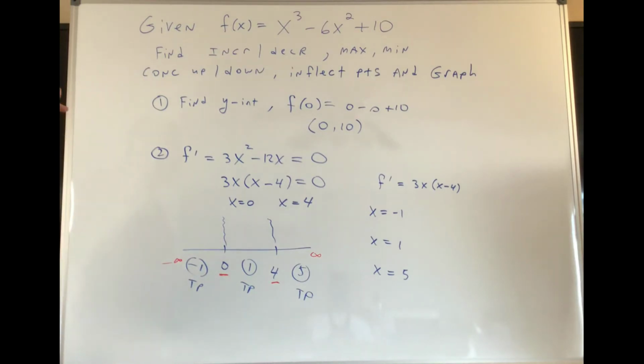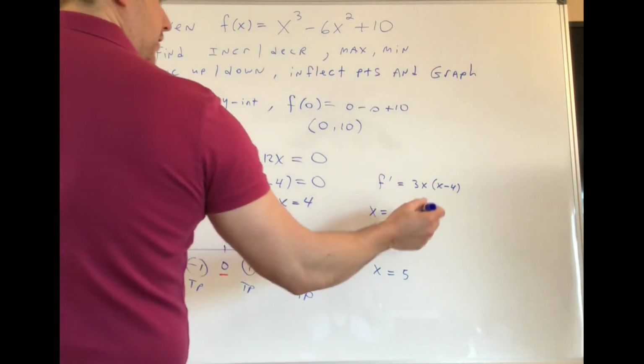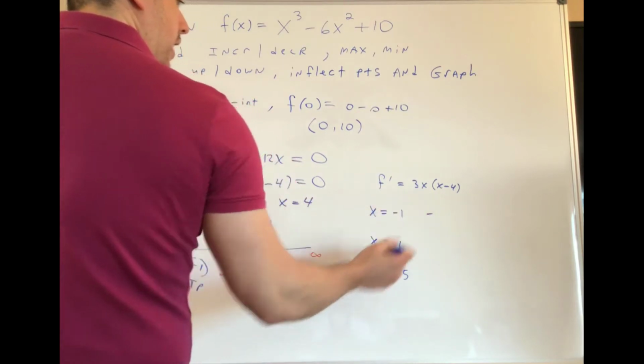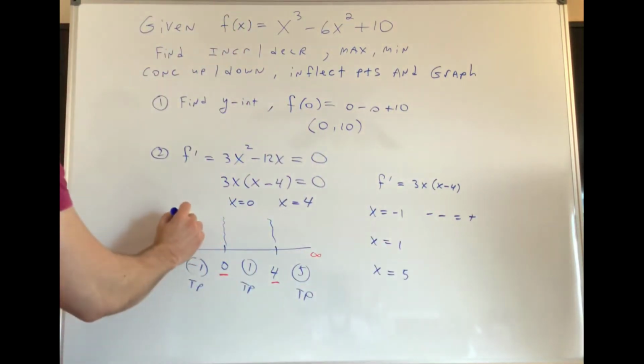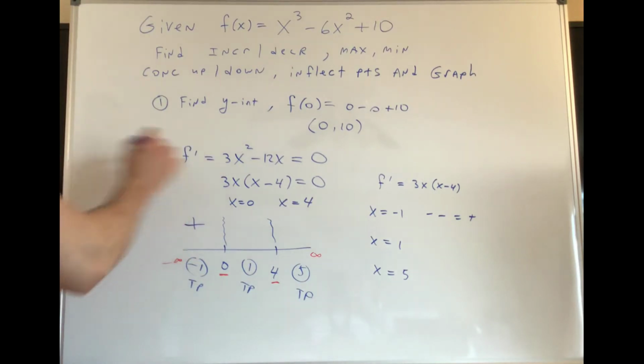Now remember what I have said over the last 2 lessons. I don't care what the value of the number is. I care about whether it's positive or negative. I care about the sign. So when I plug negative 1 into this, 3 times negative 1 is negative. Negative 1 minus 4 is negative. That gives me a positive. So I put a big plus here. It means the graph's going up.